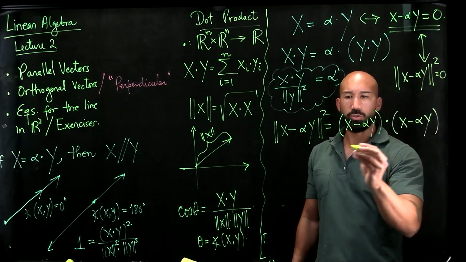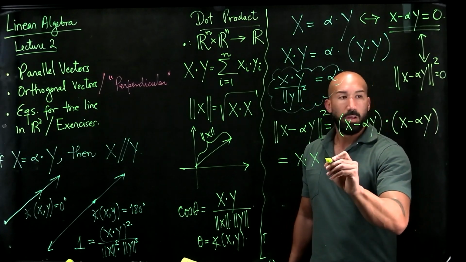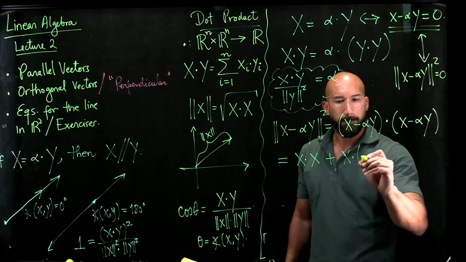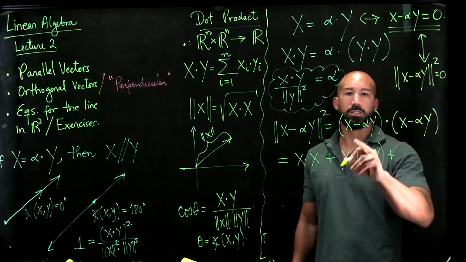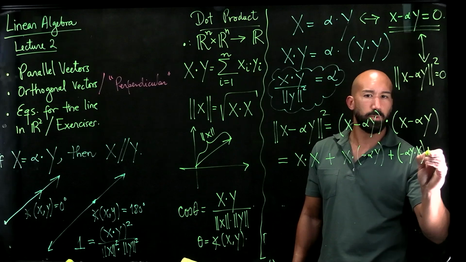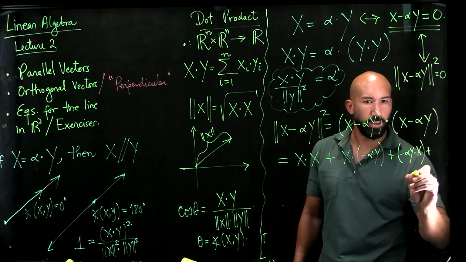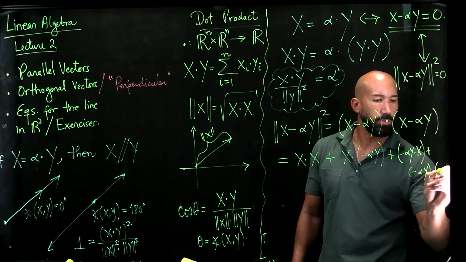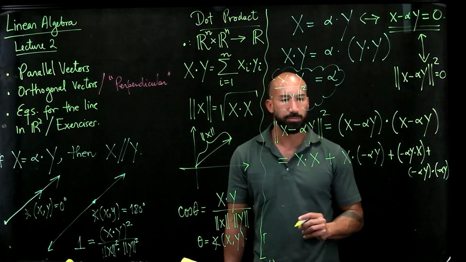And now we can start distributing here, and this is going to be x dot product x, plus x dot product minus alpha y, plus minus alpha y dot product x, plus, I'm gonna write this, minus alpha y dot product minus alpha y. Sorry, I don't have a space here, so I'll write it down.